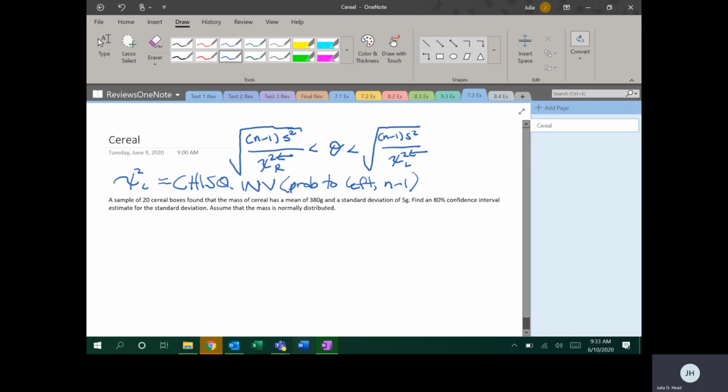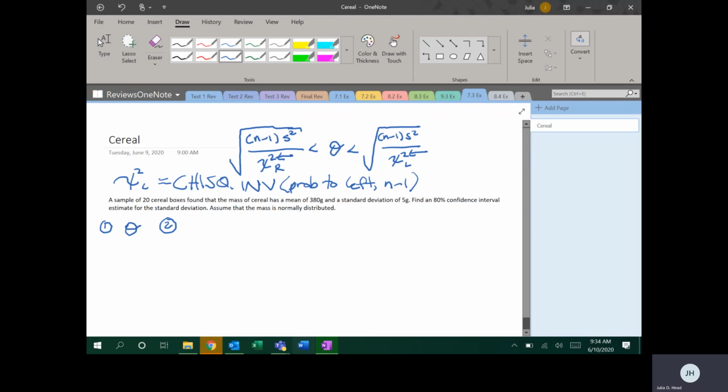So let's check out this example. Notice we are back to confidence intervals. It flat out says confidence interval. It's asking you to circle a confidence interval as your final answer. So we're going to go through those 6 steps. So what parameter are we trying to estimate? We're looking for a confidence interval for the standard deviation. So the answer is sigma.